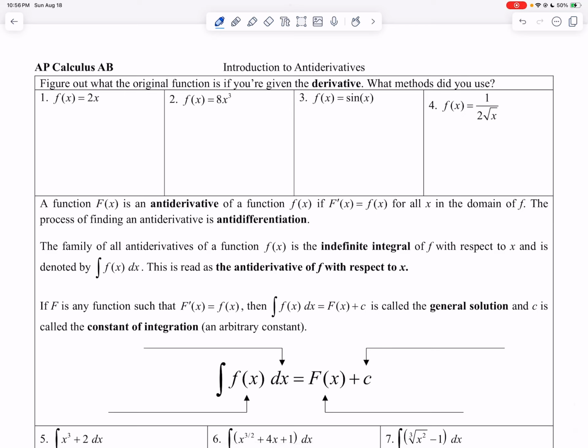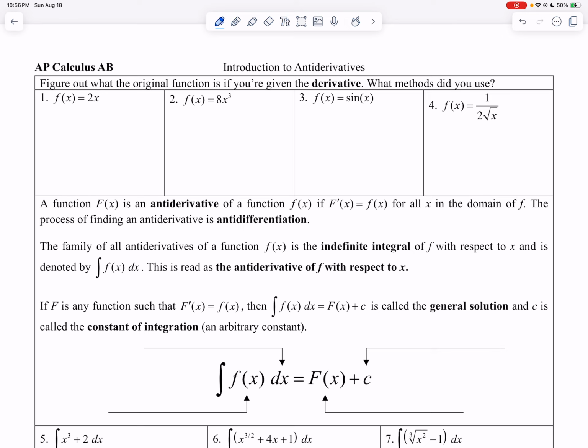Alrighty, in this video, we are going to be looking at antiderivatives, aka the start of Unit 4, aka integration. Thinking back about Unit 2 and Unit 3, we talked a lot about derivatives. This time, let's say that I give you the derivative and I want to find the original function. That's going to be our goal for this unit, to find the original function.